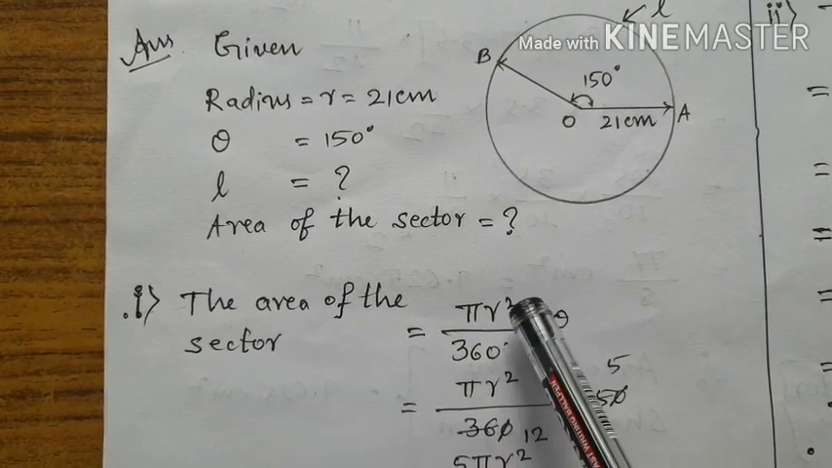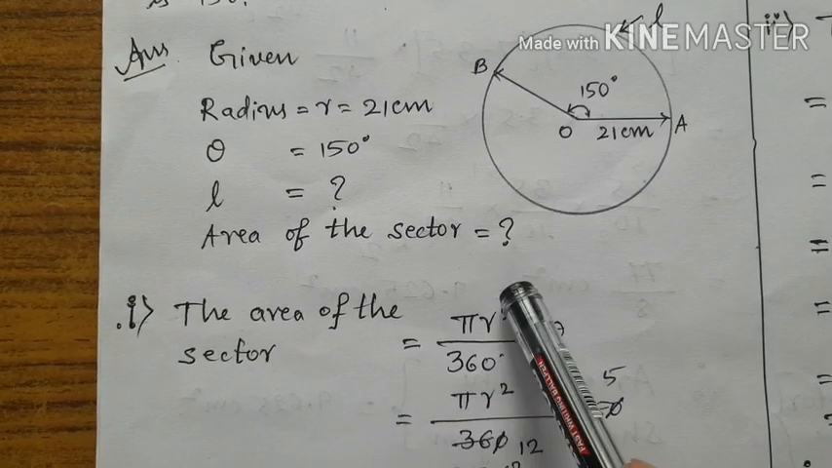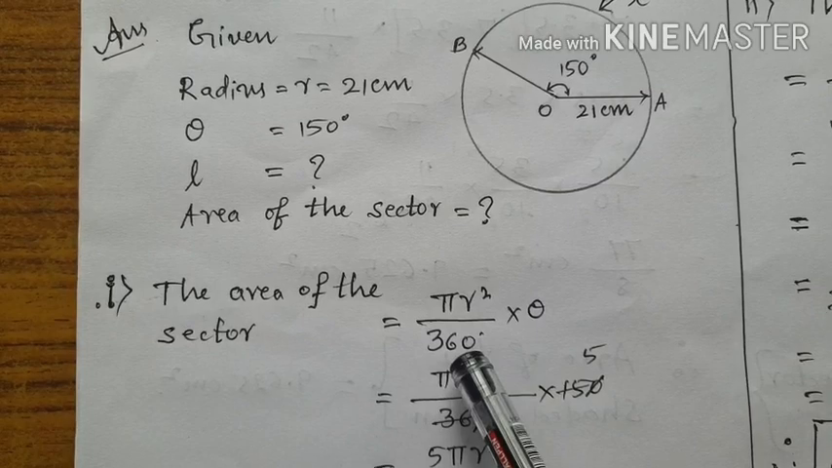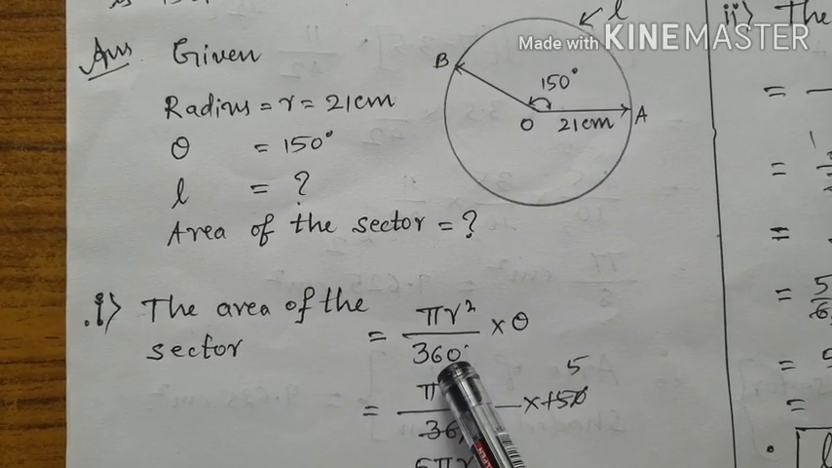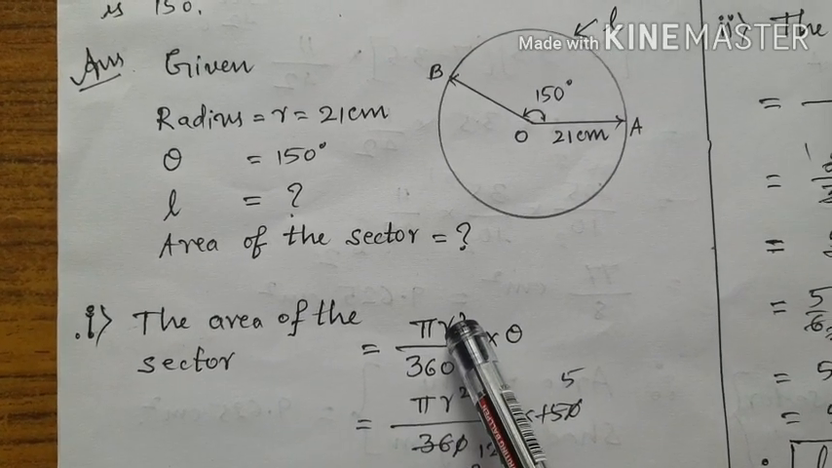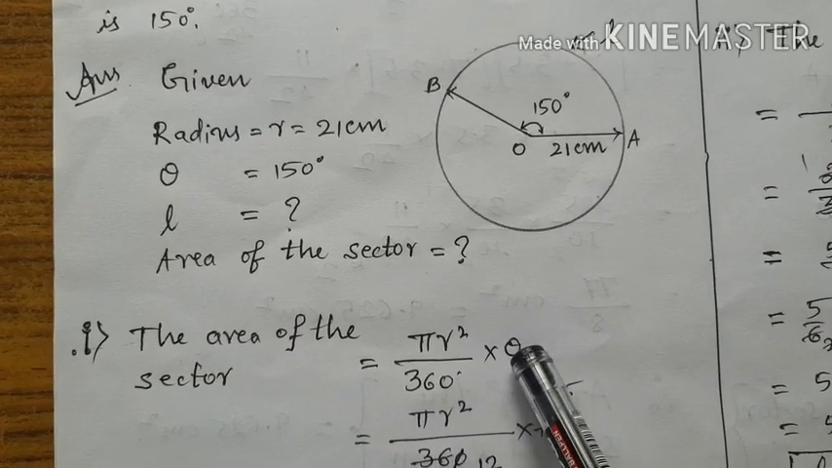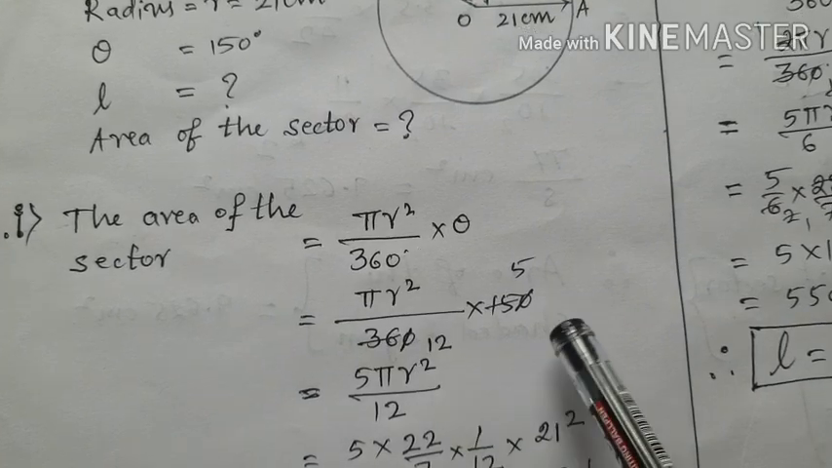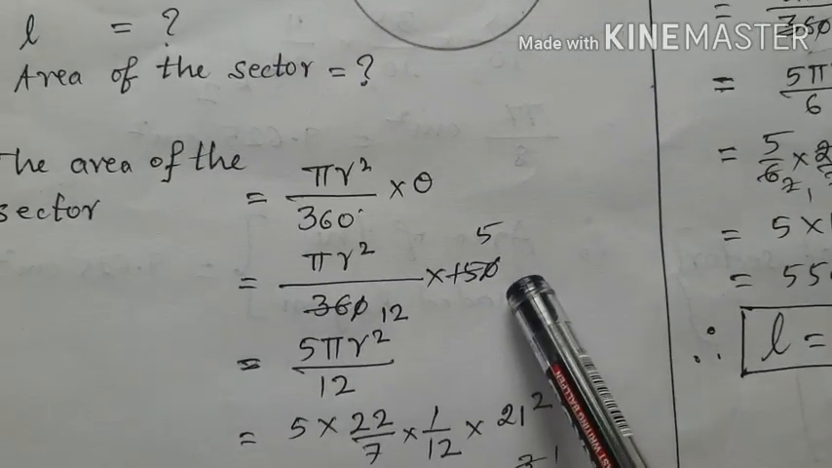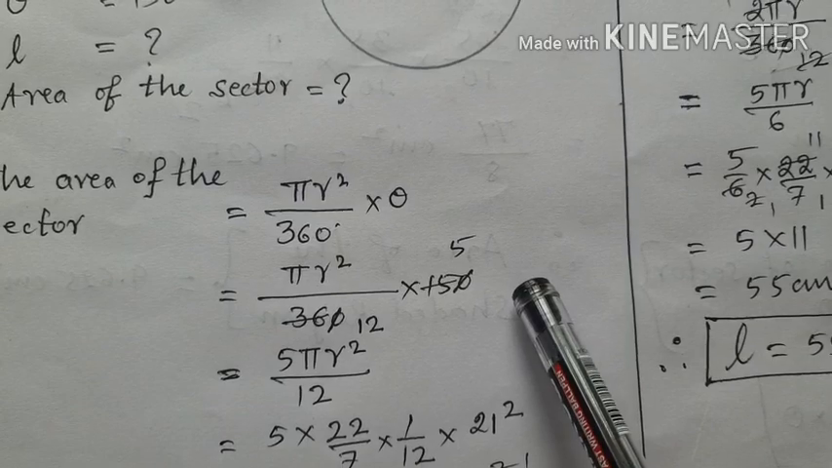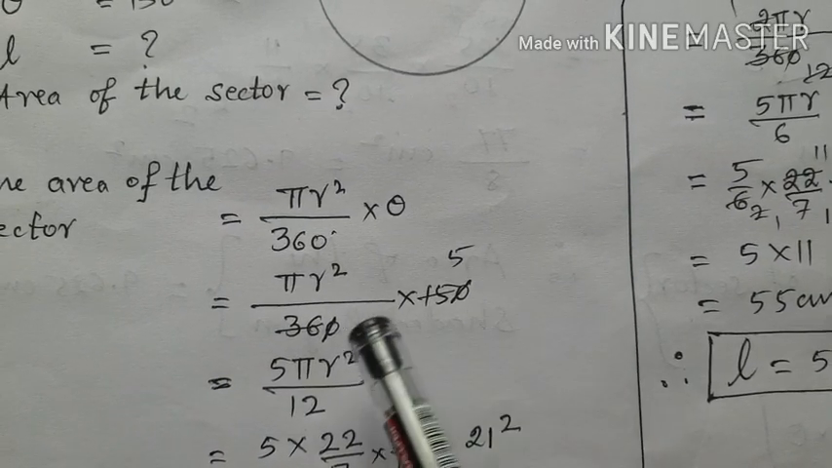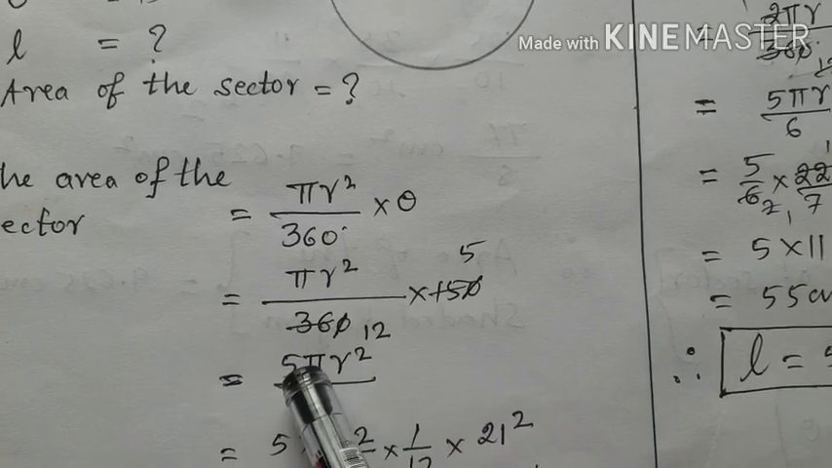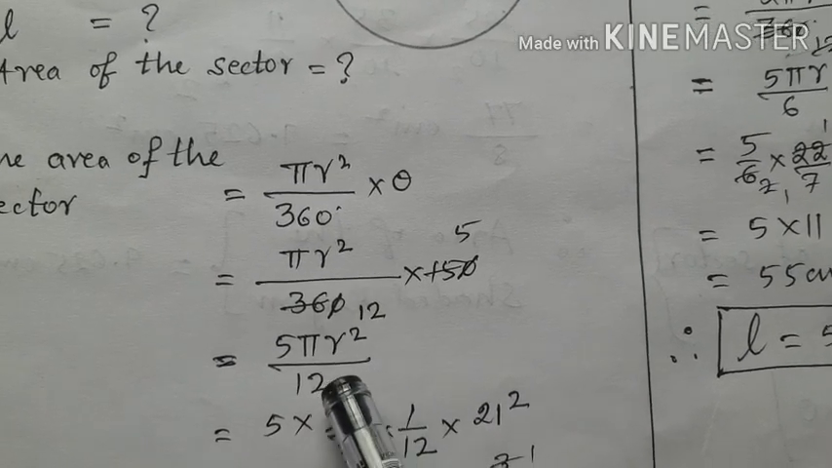We have the formula: area of the sector is equal to πr² by 360 degree into theta. It means for 360 degree central angle, πr² is the area, and for theta degree, how much is the area? So, πr² by 360, here theta is 150 degree. Now, 0, 0 will get cancelled. 3 fives are 15 and 3 twelves are 36, get cancelled. Therefore, we get πr² upon 12.